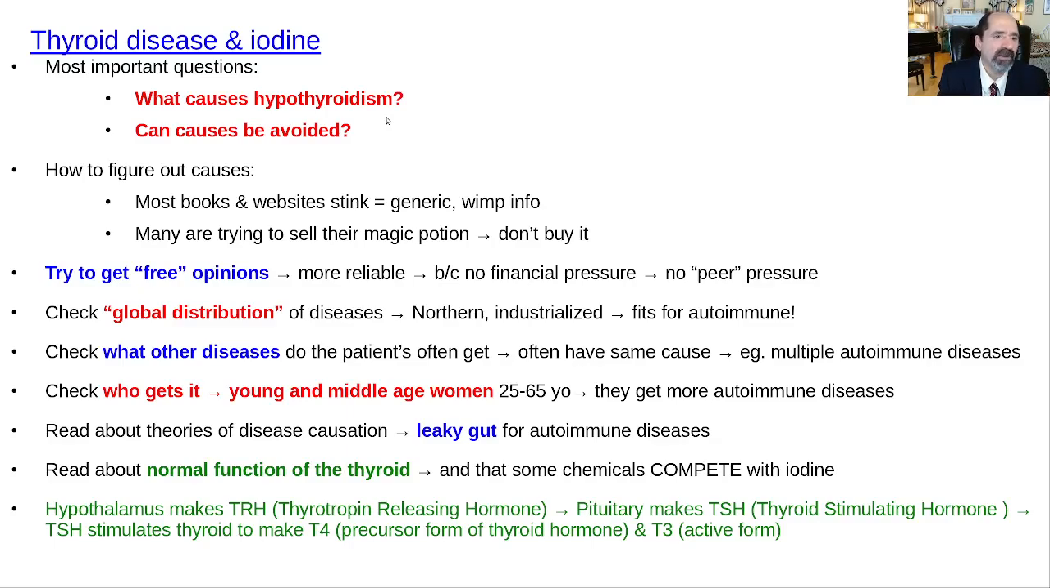All right, how to figure out what causes your diseases. Go look around at different websites or books or internet, but most books, websites, they stink, okay? They give you generic, wimpy info. A lot of times they're trying to sell a potion or get you to take drugs, so don't fall for that. What you want to look for is there any information that'll really help you. Maximum benefit, minimum risk. Try to get a free opinion from a doctor or a nutrition expert. It's better to get a free opinion if you can than a paid-for opinion if you can.